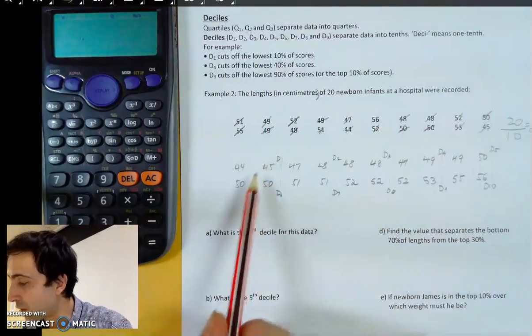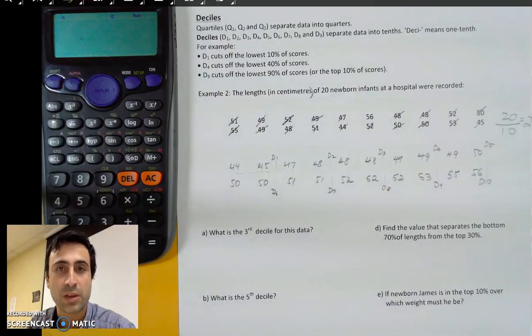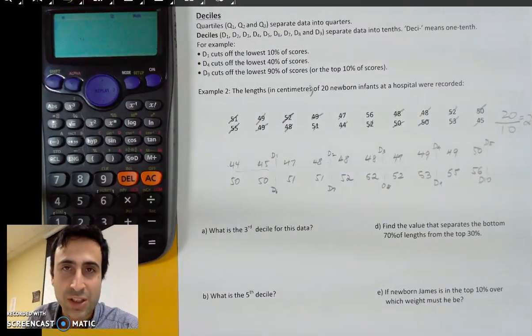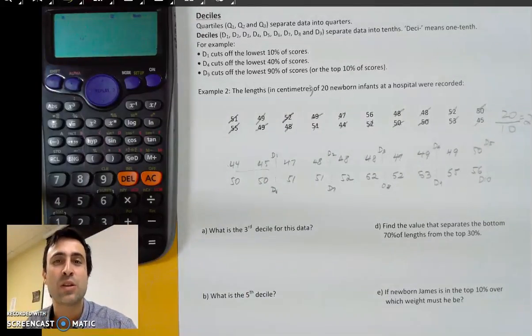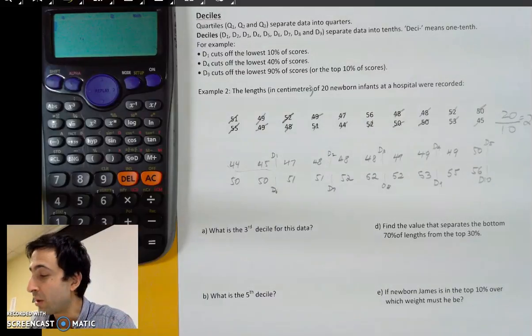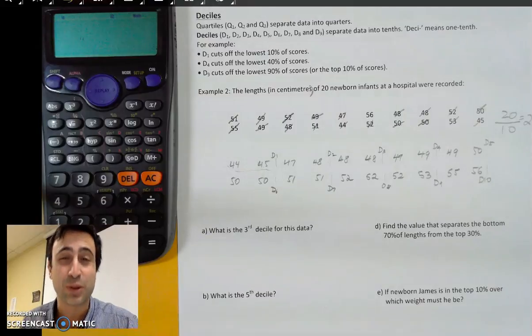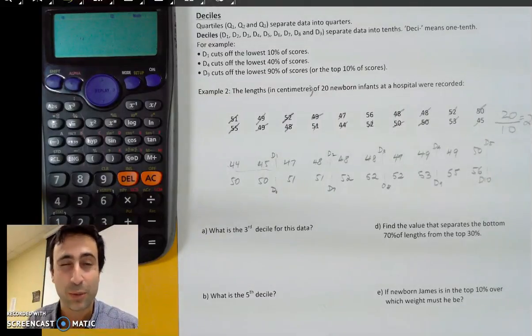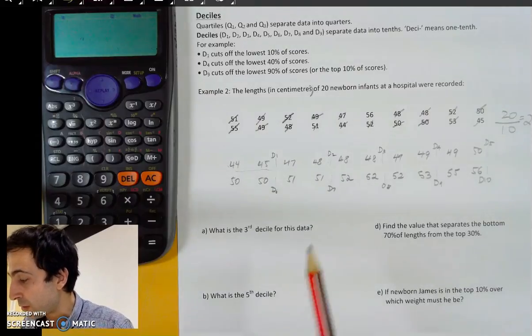At decile 1, you cut off the lowest 10% of scores. At decile 2, you cut off the lowest 20% of scores. And it's a bit different because often with quartiles, you're actually asked what the quartile is. With deciles, they usually use the deciles in a different way and say, you know, what scores are up to the third decile. That took a while for me to get there. But let's go through these questions.